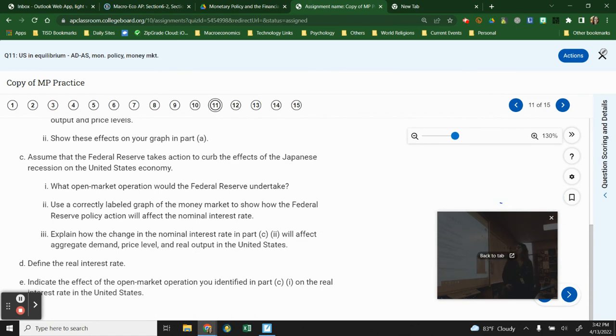Indicate the effect of the open market operation that you identified in Part C, one, on the real interest rate in the United States. So it just says what happened to the real interest rate in the United States. It goes down. Real interest rates go down.